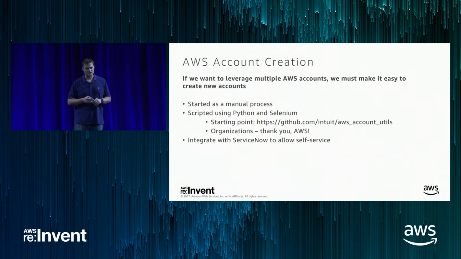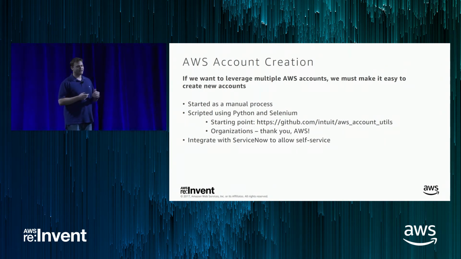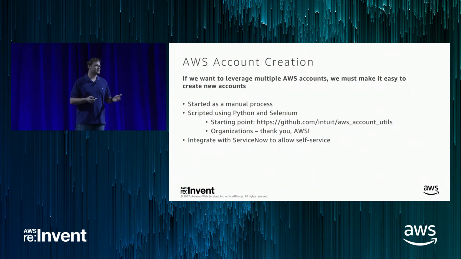Well, I happened to stumble across Intuit's AWS Account Utils Ruby project. I'm not a Ruby developer, so my first thought was, well, I need to move to something different because I have no idea what to do with Ruby. But instead, I said, okay, I can at least read the code. So I started reading through it, and it started to make sense. Oh, okay, this is what you need to do in order to automate this account creation.